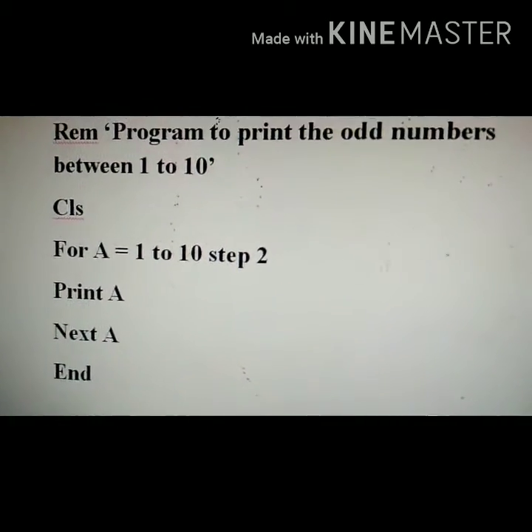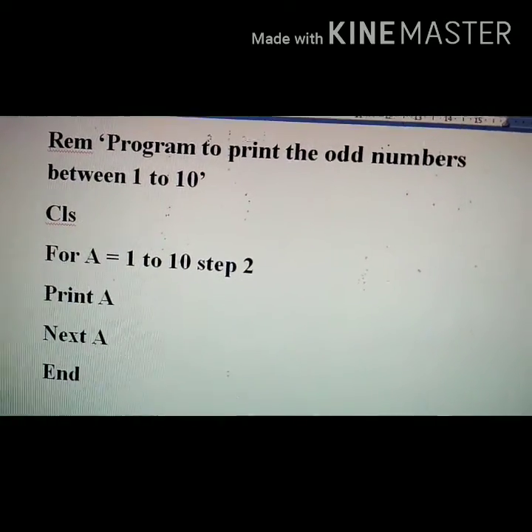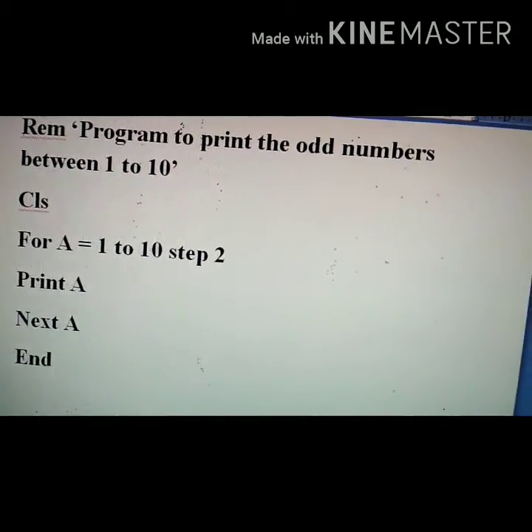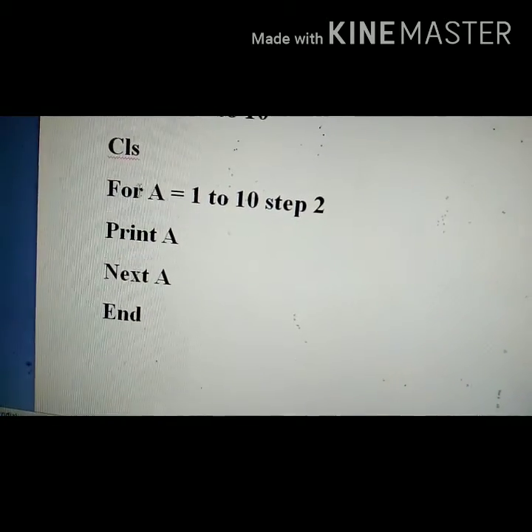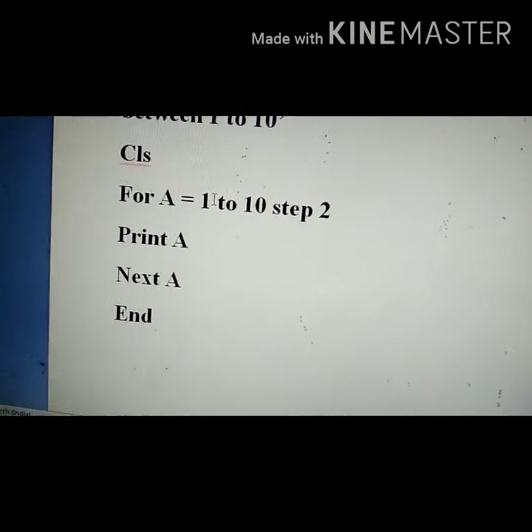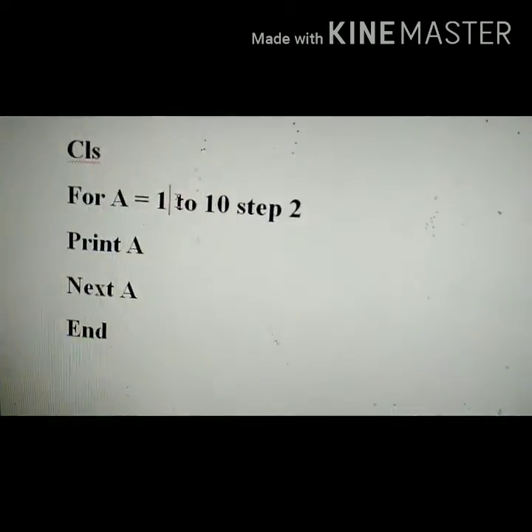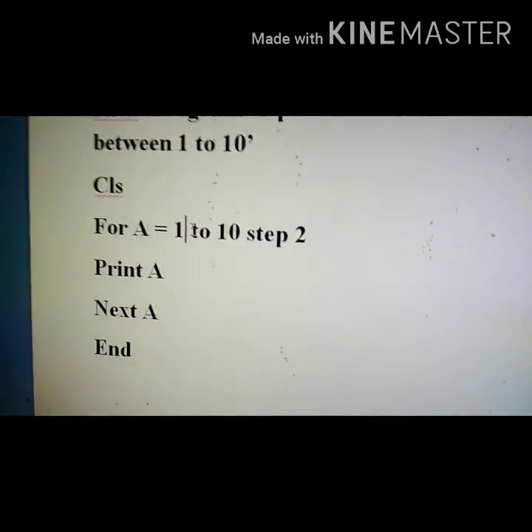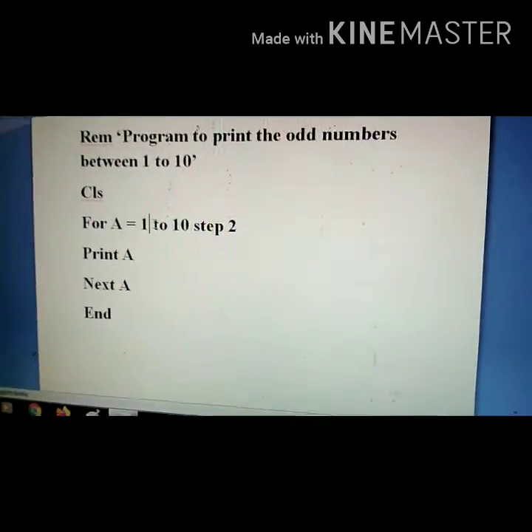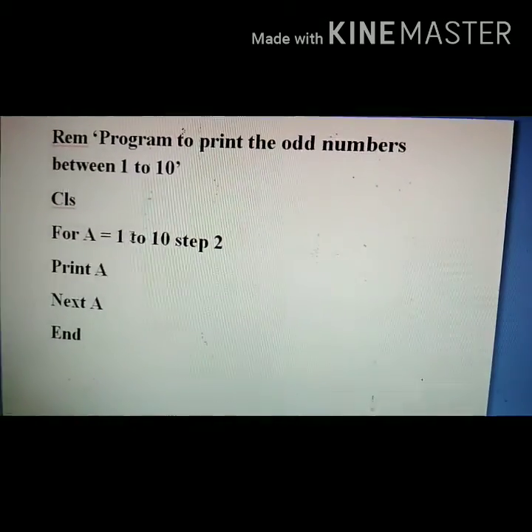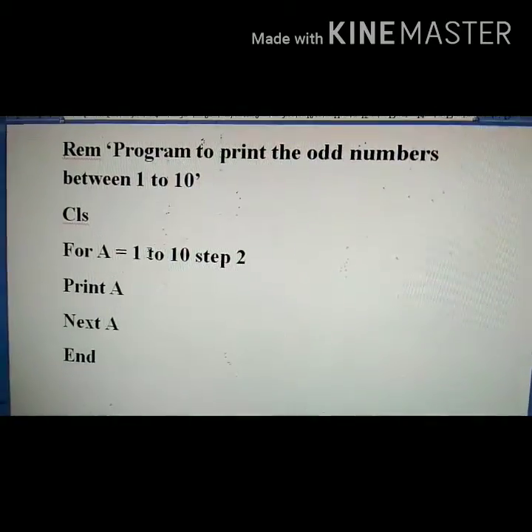Suppose I want to print the even numbers between 1 to 10. So what do I have to give? First of all, I'll change my first value. Initial value I will change, isn't it? Over here I'll make 2. 2 TO 10, STEP 2. That means it is going to print all the even numbers between 1 to 10. So this is a program, children, to print the odd numbers between 1 to 10.